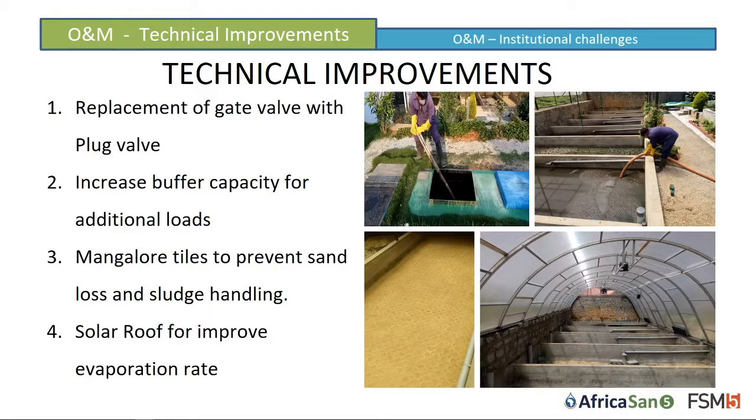We replaced gate valves with plug valves, which were more operationally feasible. Then we increased the capacity of the feeding tank so that we can hold 1 or 2 additional loads together to meet the retention times. Then to prevent the sand loss, mangrove tiles were put in place. And then a solar roof was installed to enhance faster drying.